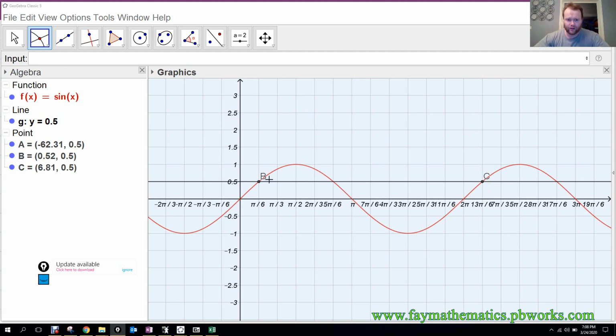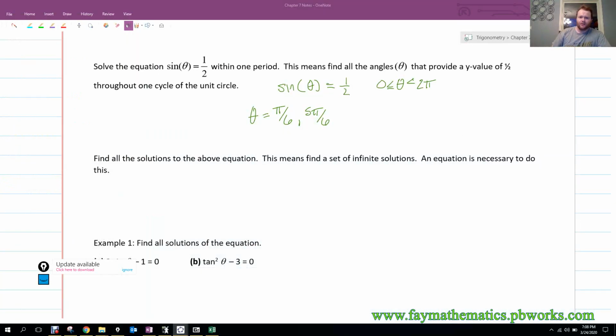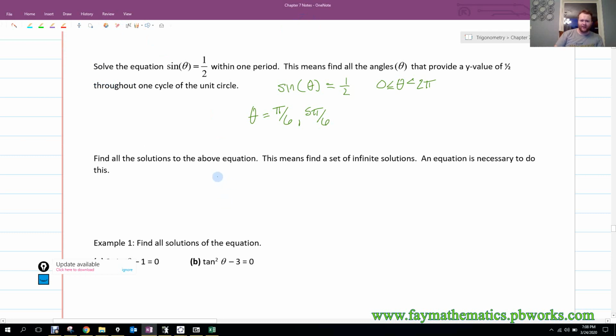So if we look at b to c, if I take the x value of c minus the x value of b, you see that the distance between them is 6.28, which is 2 pi. So if I want to find the infinite solutions for the sine and cosine function, either one is fine, this is going to be true on each of them. You find your theta is pi over 6. If I add 2 pi to it, I'll find another answer. If I add 2 pi to that, I'll get another answer. Add 2 pi to that, I'll get another answer. So what I'm going to be doing here is adding multiples of 2 pi.